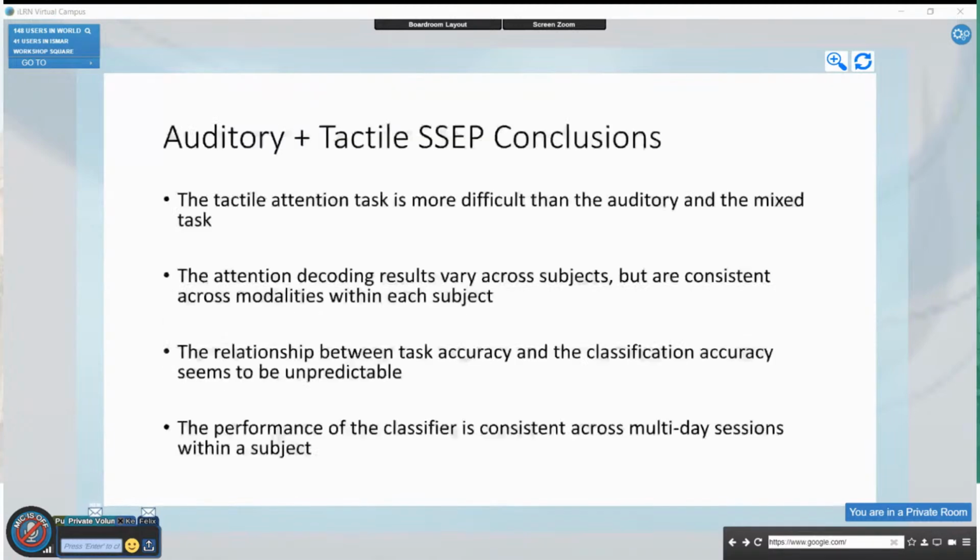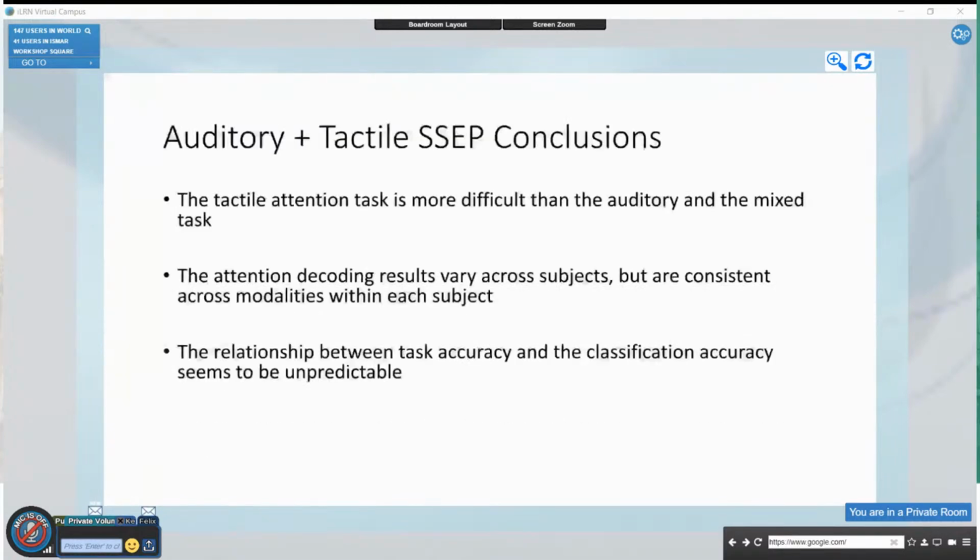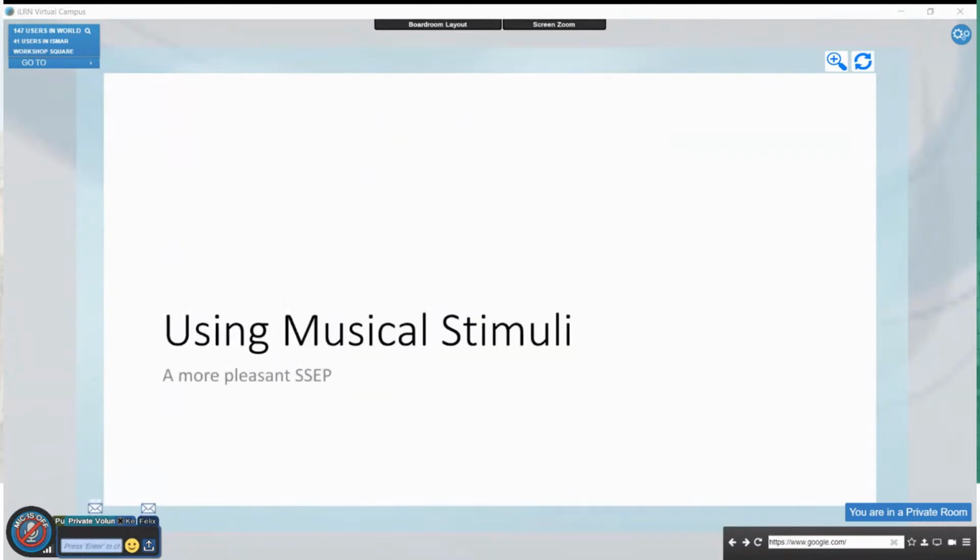So one of the issues with this experiment is, if you've ever heard some of these auditory SSEP experiments, the stimuli are actually quite annoying, right? They're quite obnoxious. I would play them for you right now, but I don't think it's going to come through on the audio in this setup. But trust me, it's quite annoying. A lot of the subjects even complained about it, and the volumes were quite loud. And so the question is, can we do something that's a little more pleasant?